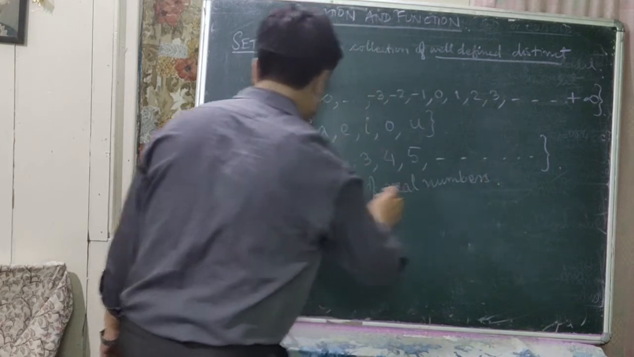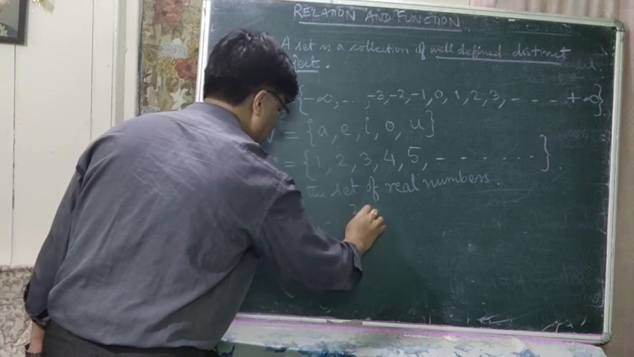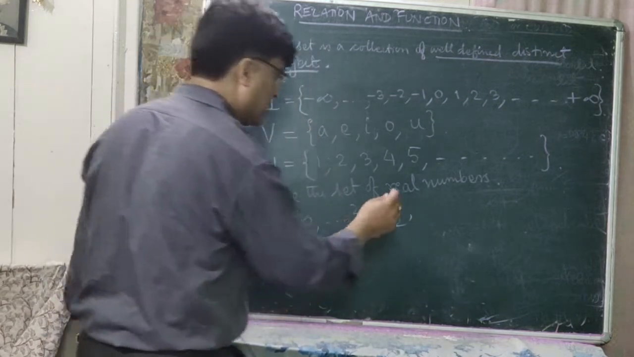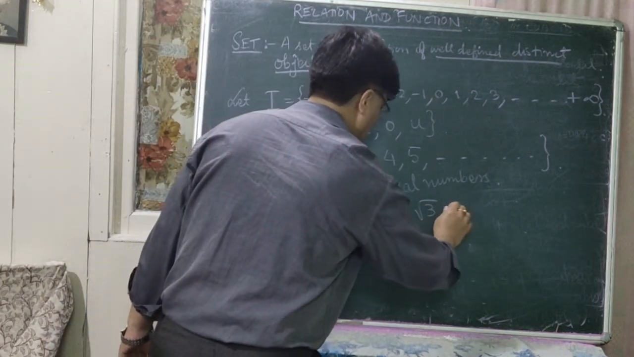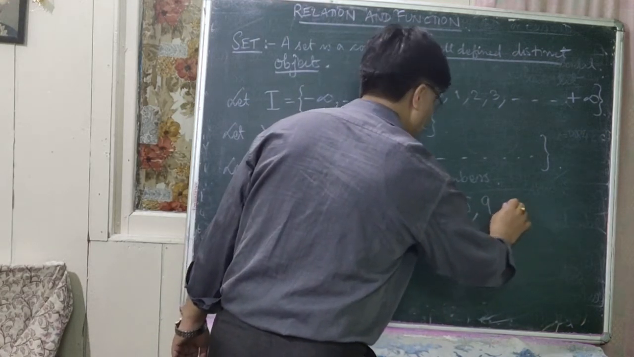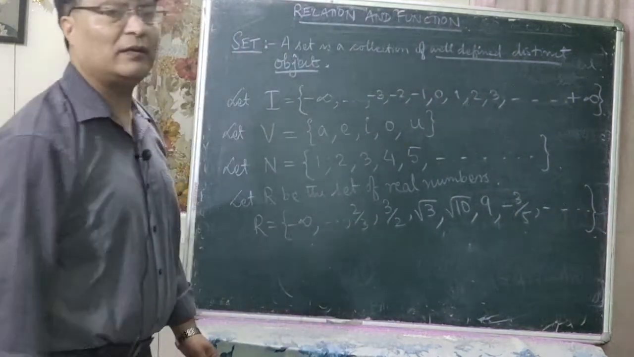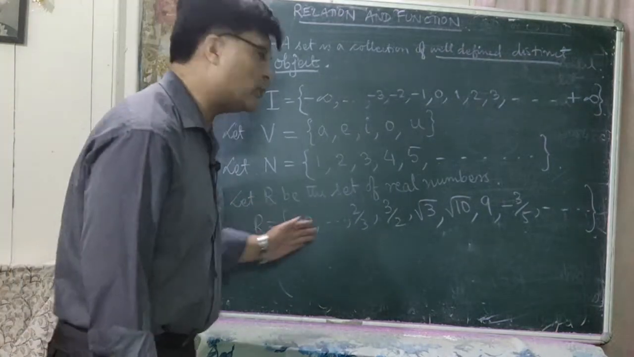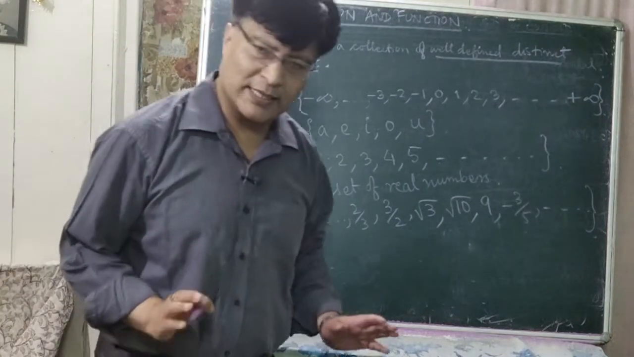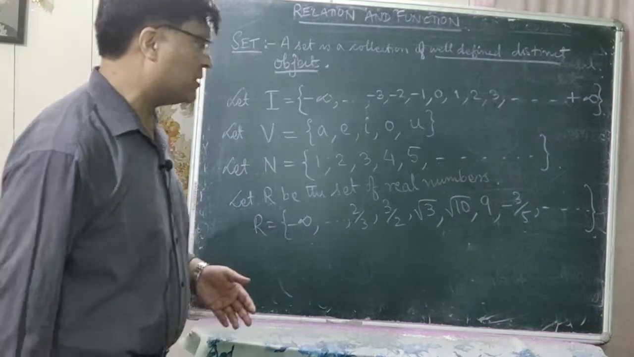Let capital R be the set of real numbers. That is, capital R is equal to minus infinity to infinity. It may be 2 by 3, it may be 3 by 2, etc. It may be root over 3, root over 10, 9, minus 3 by 5, etc. These are all real numbers. Real numbers means which are defined numbers. So these are examples of sets. Is that clear to all of you? You can note it down.